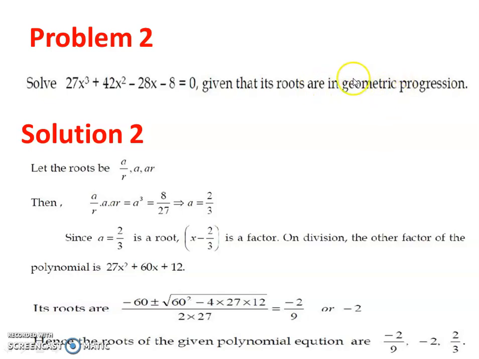Normally the three terms of a geometric progression are taken as a by r, a, a r. Here the common ratio is r.